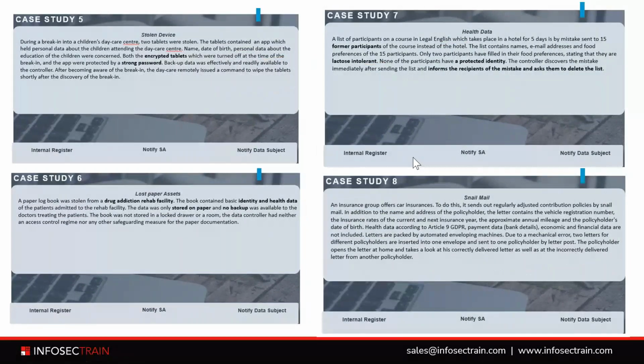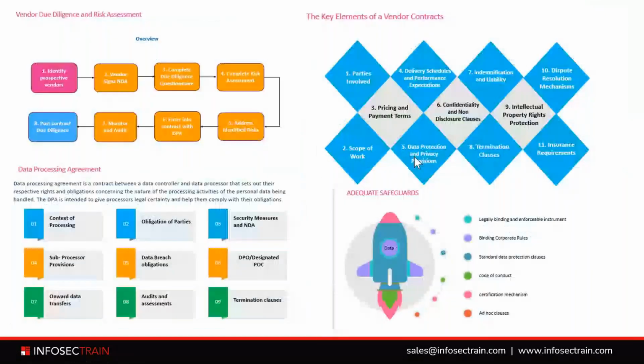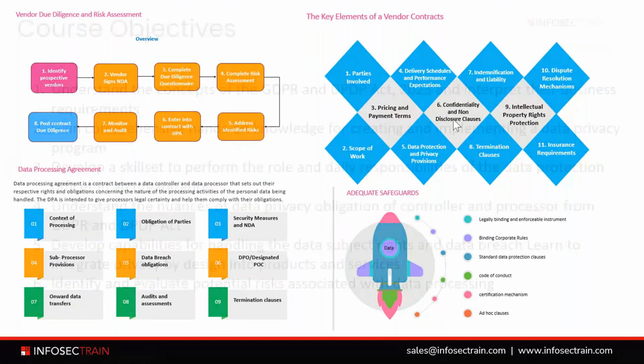Then we move on to the last chapter, which is about vendor due diligence. Here we are going to look at three important activities: one is due diligence, second is your data processing agreement, and third is vendor risk management. What are the expectations from a controller and processor on these areas, and what is expected from us to manage these requirements? So this is about this part.